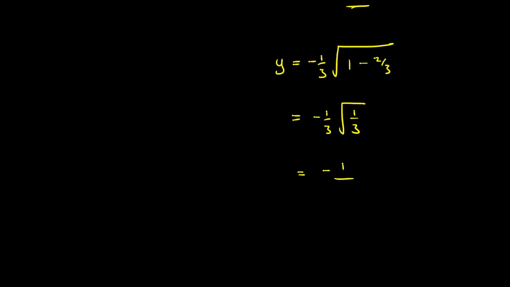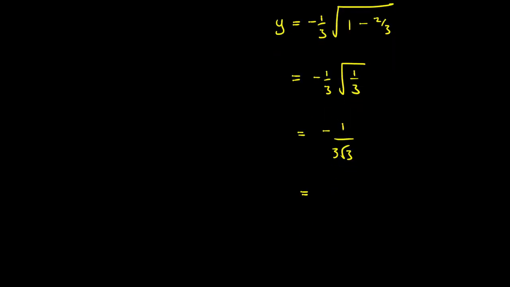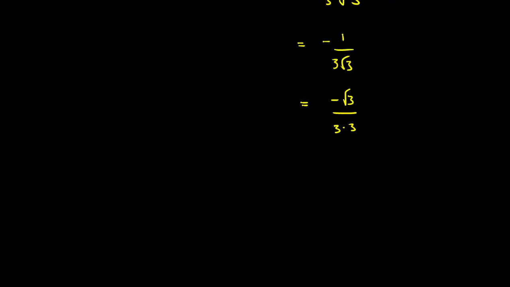That'd be negative 1 upon 3 root 3. So if I multiply top and bottom by root 3, I would get negative root 3 upon 3 root 3 times root 3, which is 3 times 3. So that would be negative root 3 upon 9.